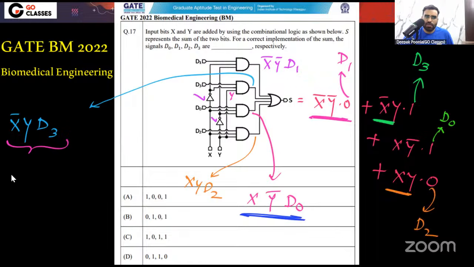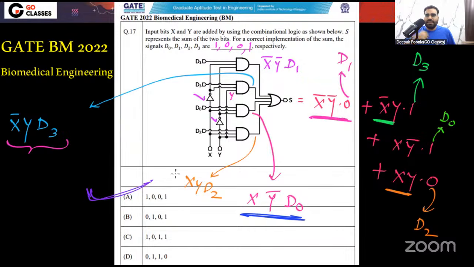So what we got, the question is asking d0, d1, d2, d3 respectively. So d0 is 1, d1 is 0, d2 is 0, d3 is 1. Okay, so the answer will be 1 0 0 1. The answer will be option A.